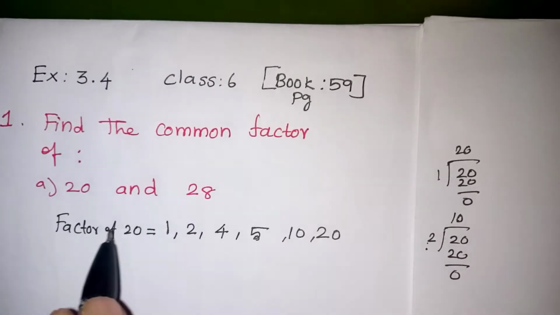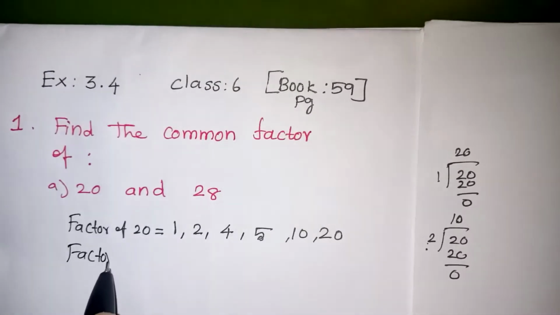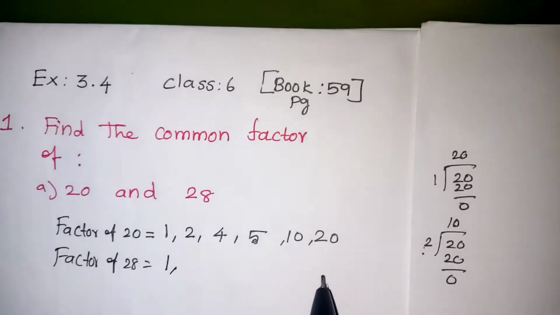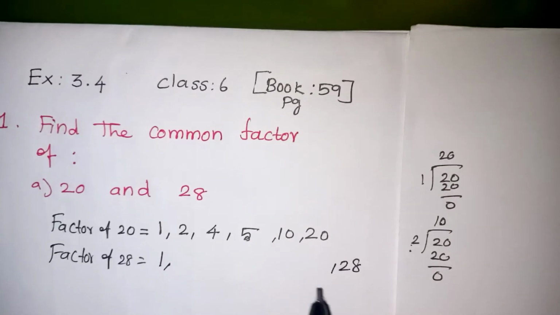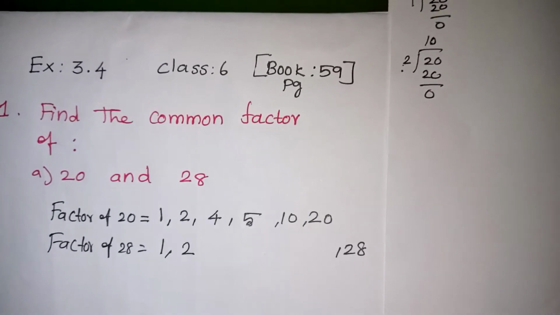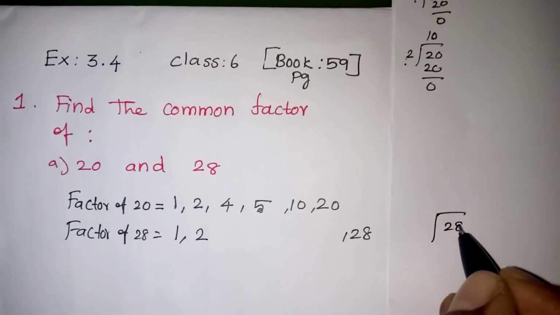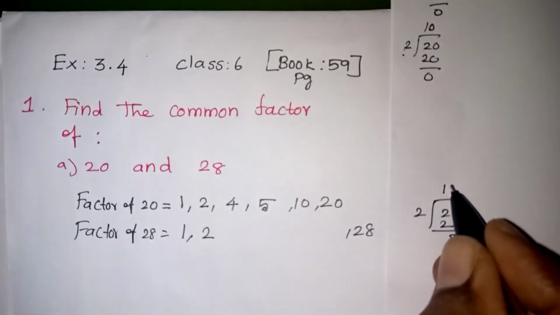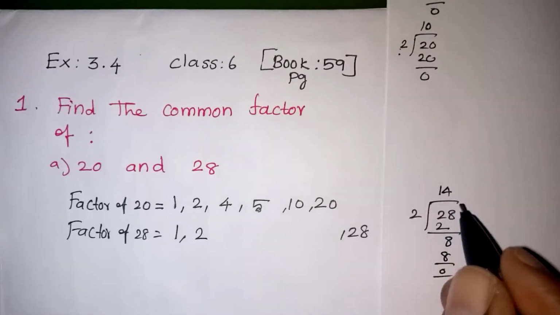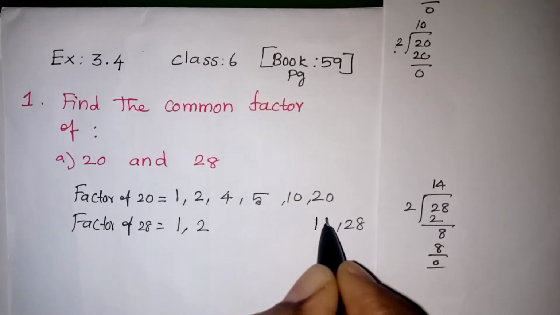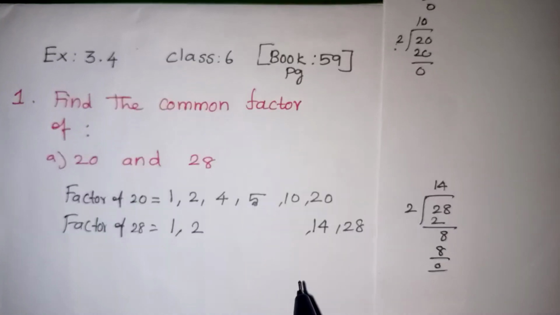So we'll go for 28 now. Factors of 28. In the 1 table it will come, 1 into 28 is 28. In the 2 table, how many times it will come we need to find out. We are dividing 28 by 2. 1 twos are 2, the next number is 8, and 2 fours are 8, remainder is 0, so 14 times. So 28 will come in the 2 table 14 times. That means in the 14 table also 28 will come.